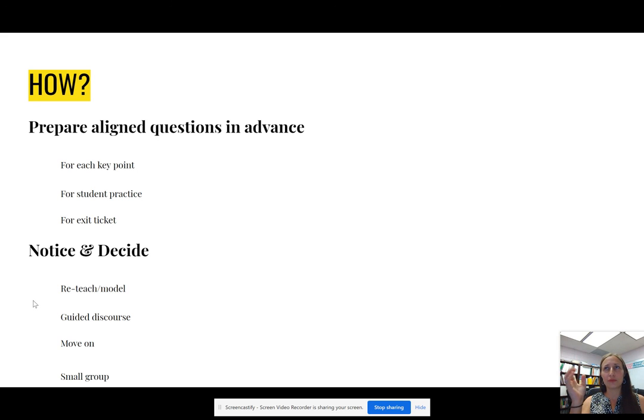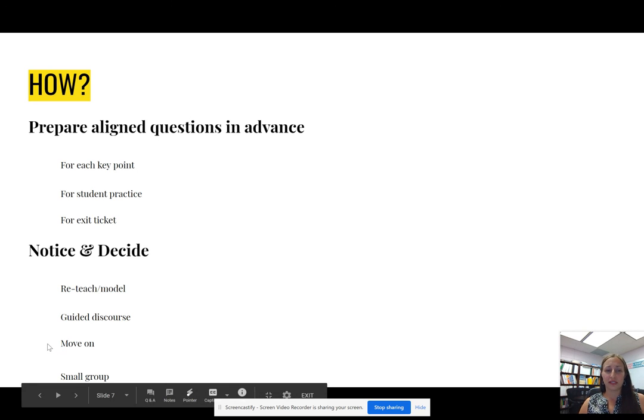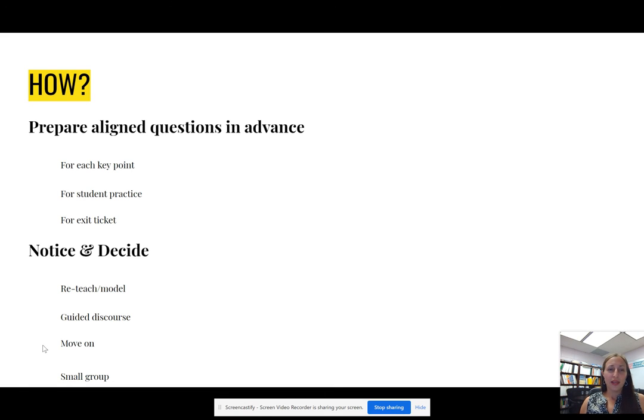I say, somebody answered with this. Why might that not be correct? And have them discuss those misconceptions. If I have a high number, so let's say I have about 80% or more, I might decide to move on, and I may decide just to pull a small group or just to follow up with a select number of students while the rest move on to student practice. So that covers the who, what, when, where, why of checks for understanding.